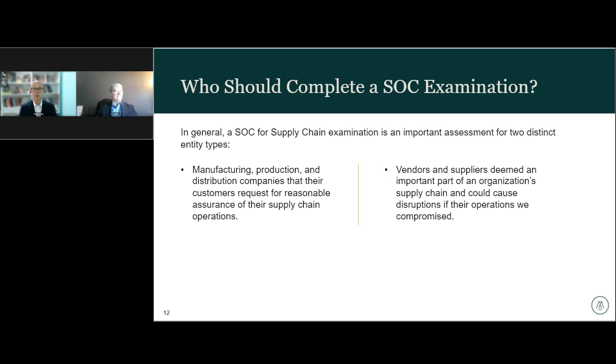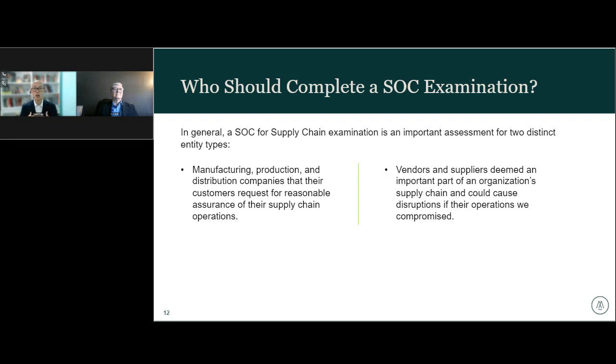The SOC for supply chain is one that is growing in demand and is really picking up pace, and a lot of your customers and your investors are asking for that as well. And if you're a vendor or supplier deemed a key part of the supply chain process, if there are any disruptions, it's about making sure that you can give your customers and prospects the assurance that you already have those controls in place to minimize that disruption.